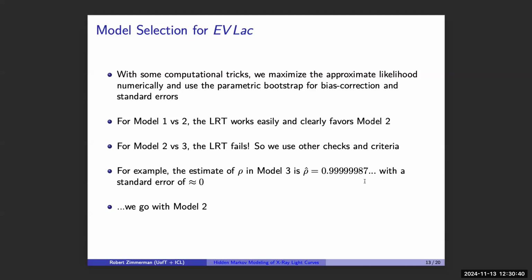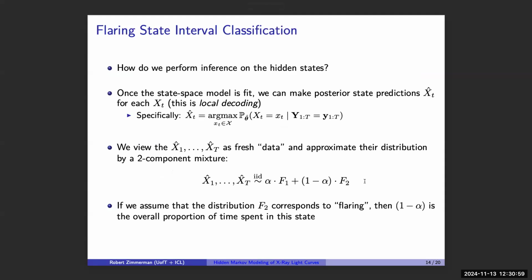And it turns out that when you're doing the LRT and your parameters lie on the boundary of your parameter space, things get messy and the asymptotics are no longer valid. So you can't really do the LRT. So we go with other, more heuristic checks, and in the end, we do select model 2.